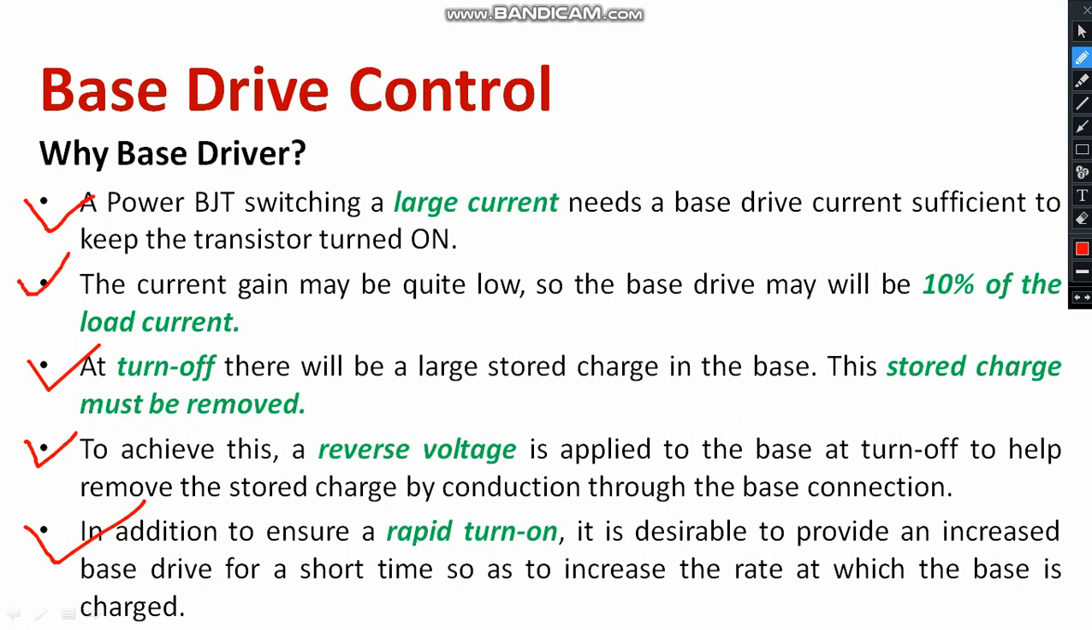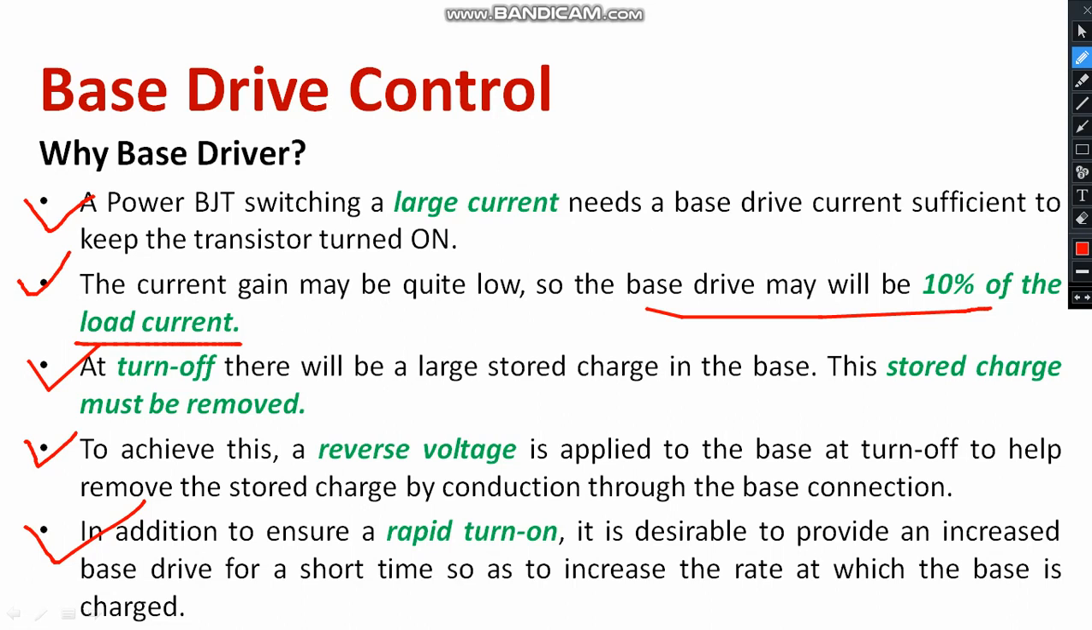And there are certain criteria for a base driver circuit. You can see the current gain may be quite low sometimes. So the base drive will be 10% of the load current. That capacity also needs to be taken care of while selecting the base driver circuit.